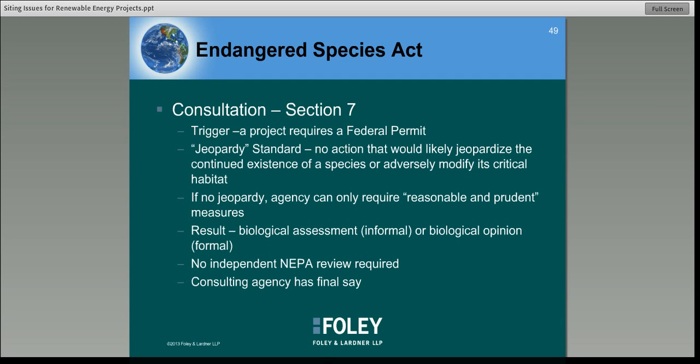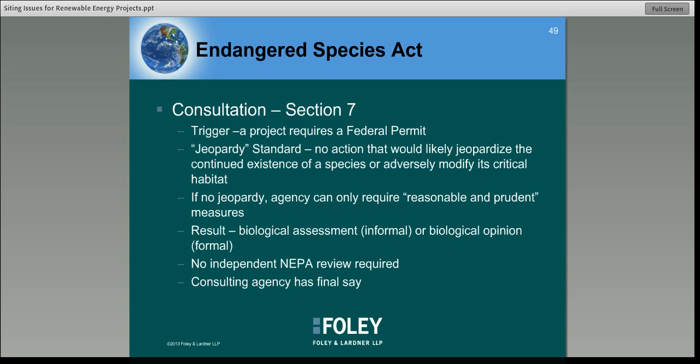Now, the Section 7 standard is a jeopardy standard. And what that means is that no action that would likely jeopardize the continued existence of a species or adversely modify its critical habitat is permitted. But if there's no jeopardy, then the agency can only require reasonable and prudent measures. So there's possibly two steps to a consultation under Section 7.